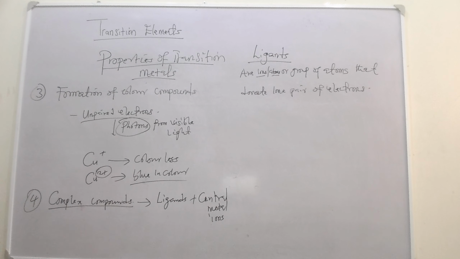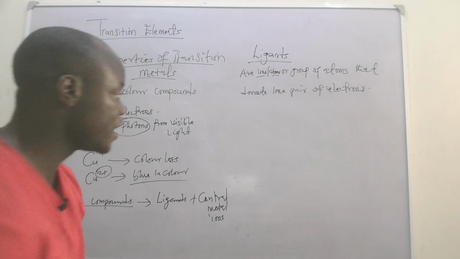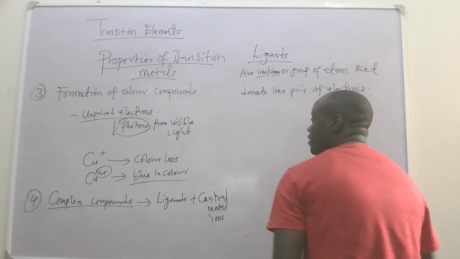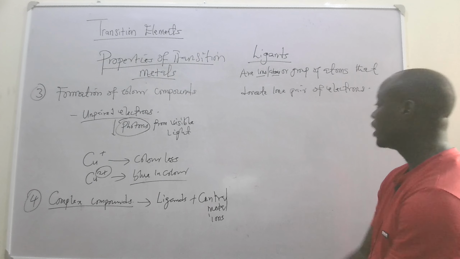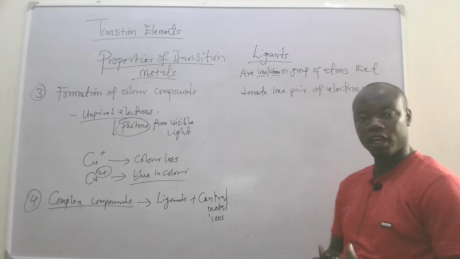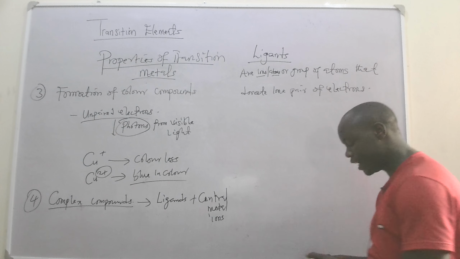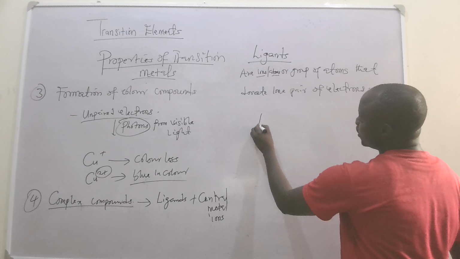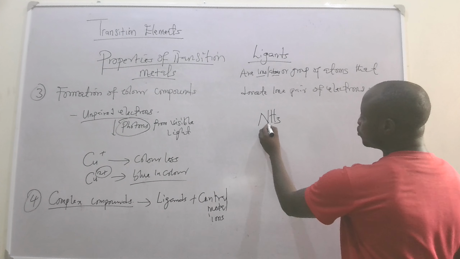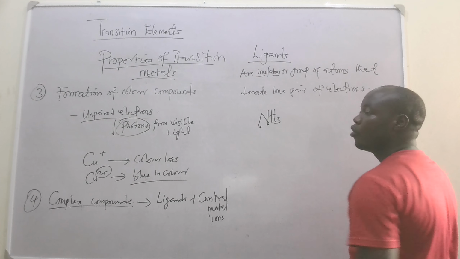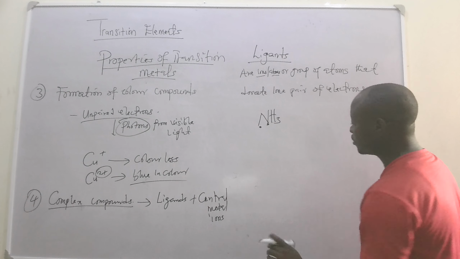Another way you can call them is Lewis bases. Why are they Lewis bases? Because they donate a lone pair of electrons. And how do we know that an atom or group of atoms is a ligand? For example, let's say we have ammonia, NH3. So nitrogen in ammonia has one lone pair of electrons.